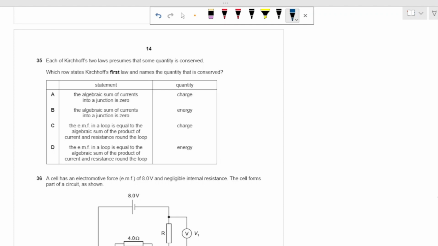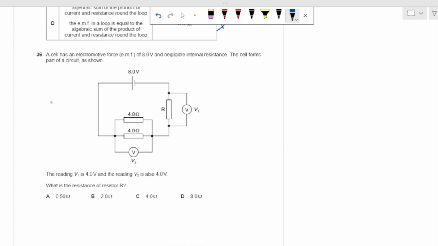Question 35. Each of Kirchhoff's two laws presumes that some quantity is conserved. Which law states Kirchhoff's first law and names the quantity that is conserved? Alright. So what is Kirchhoff's first law? Kirchhoff's first law is about current. Therefore, it is not option C and it's not option D because they're talking about EMF. In option A and option B, they're talking about currents. So the statements for A and B are correct. Now let's look at the quantity. Algebraic sum of currents into a junction is 0. This is conservation of charge, not energy. So option A is correct.